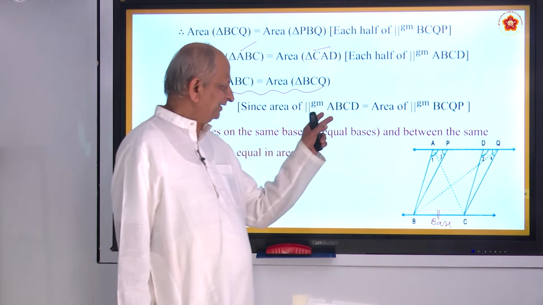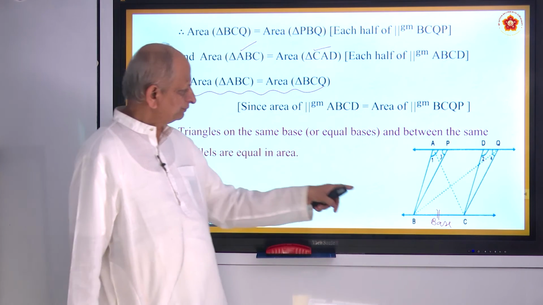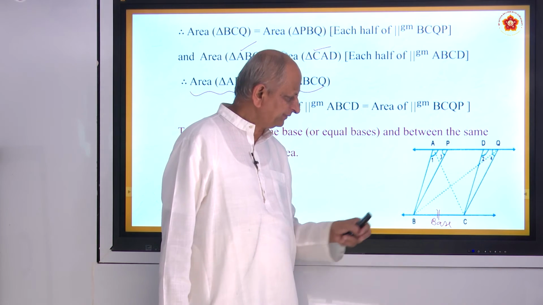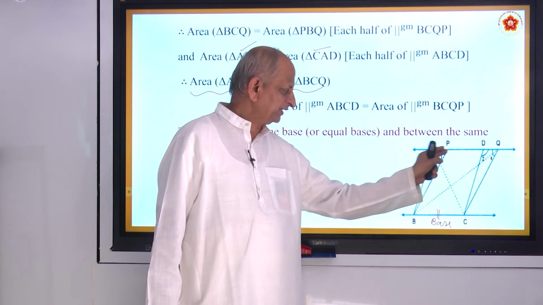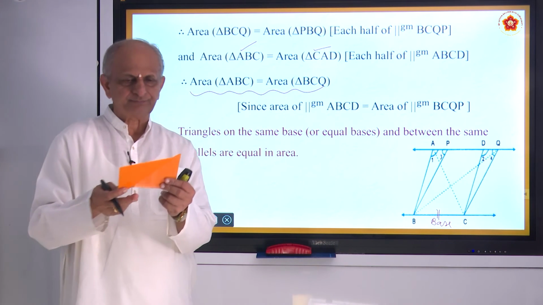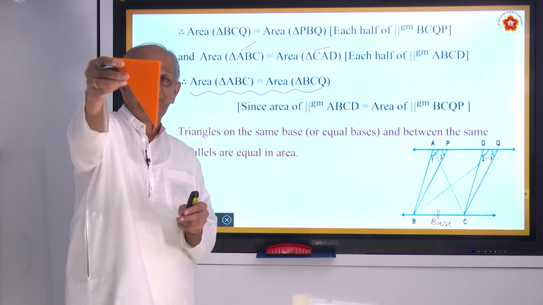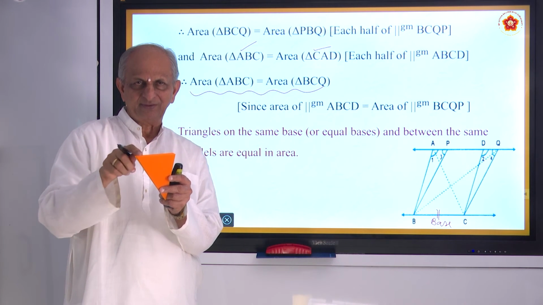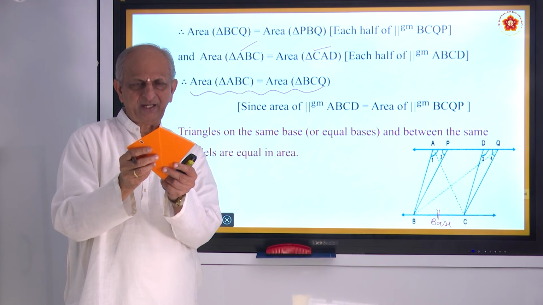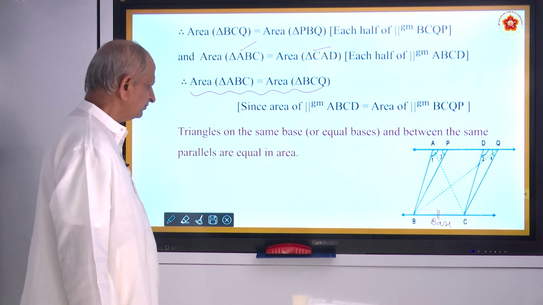Means what? Suppose you cut this triangle ABC, see, this is ABC, and keep it on BCQ. Both of them have the same base, both of them are between the same parallels, equal in area. Suppose you cut this and keep it on that, it will be identical. What do you mean by identical? See, like this. If you cut and place it on that, one triangle will be identical to the other because they have the same base and same height, so the areas of the two triangles become equal. That is the theorem, a very famous theorem.